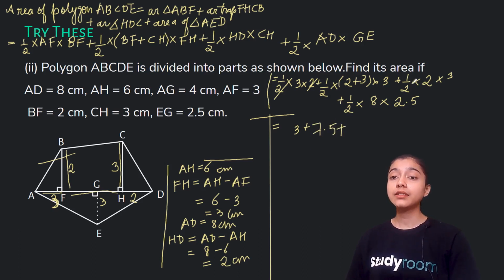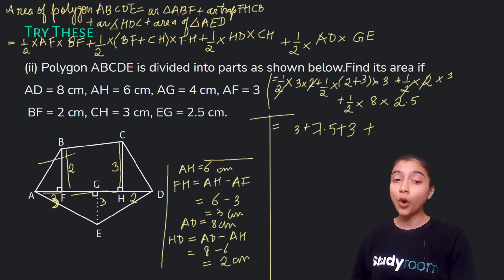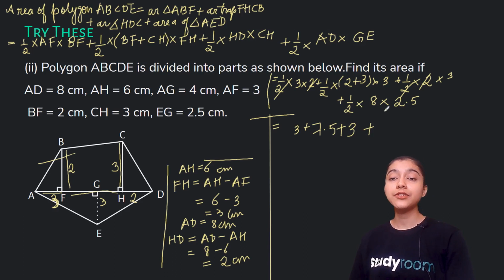Over here again, this 2 will get cancelled out with this 2, leaving behind 3 from the next term. That is the area of this triangle. And the area of this bottom triangle will be equal to half into 8 into 2.5. This 2 will get cancelled out with 8, leaving behind 4. 4 multiplied with 2.5 gives us 10.